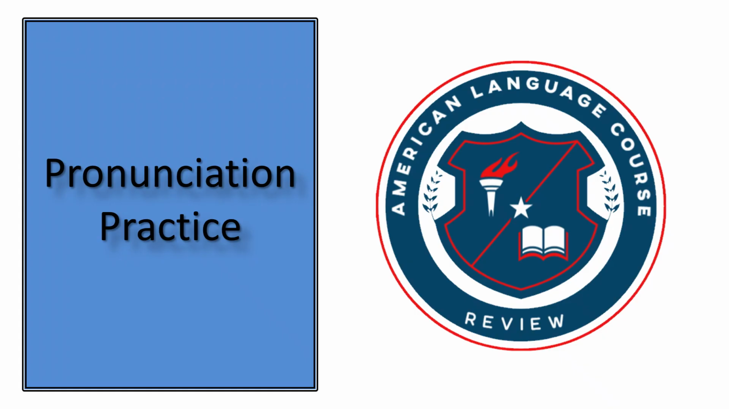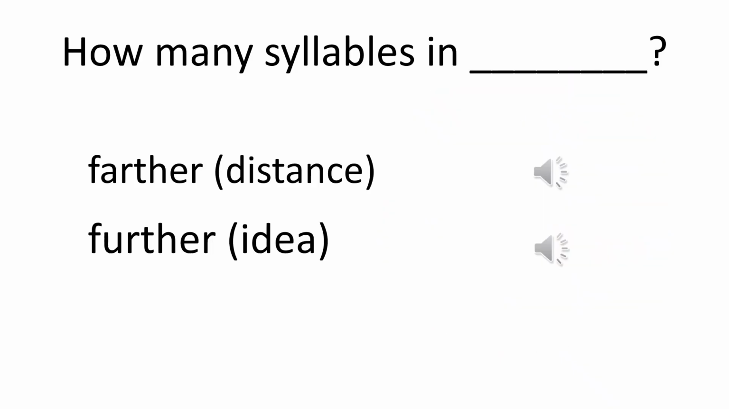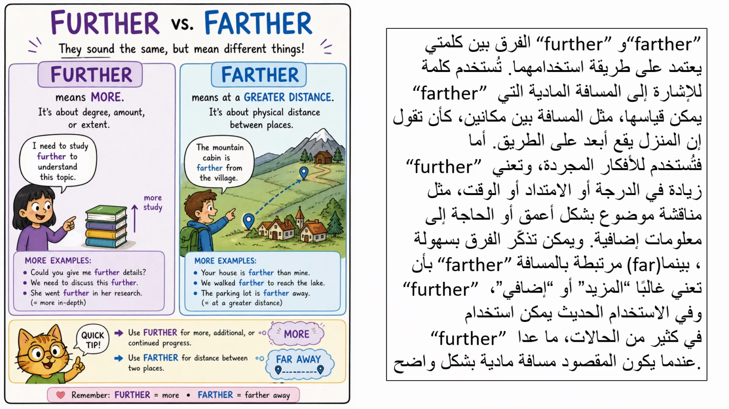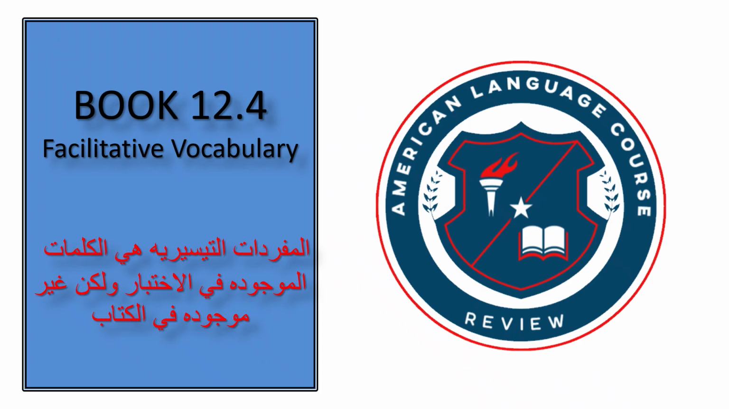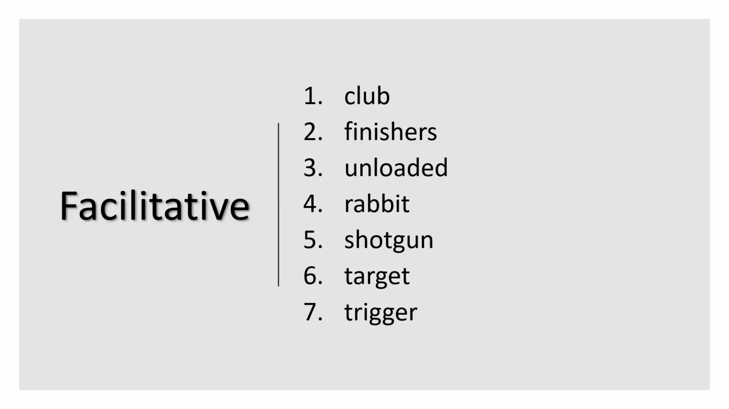Pronunciation Practice. Farther, further. Book 12, Lesson 4, Facilitative Vocabulary. Repeat the following. Number 1, club, finishers, unloaded, rabbit, shotgun, target, trigger.